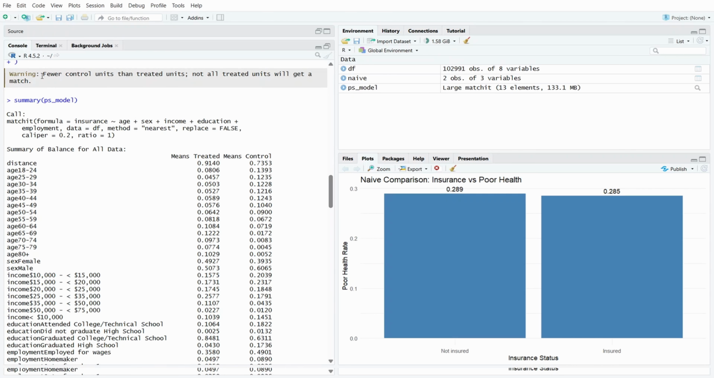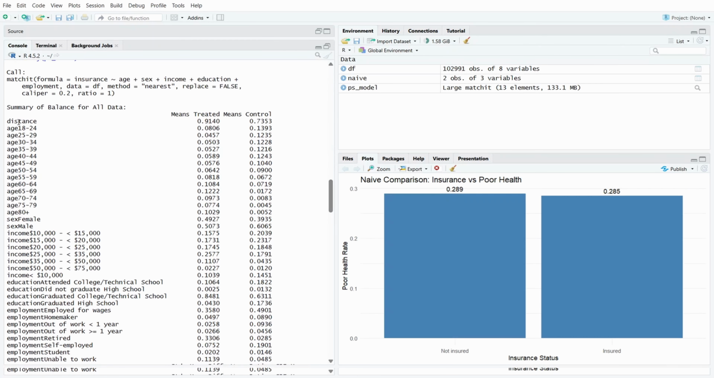Notice the warning message at the top: fewer control units than treated units. This means there are far more insured people than uninsured people in the dataset. As a result, not every insured person can be matched to an uninsured counterpart. That's why many treated observations remain unmatched.